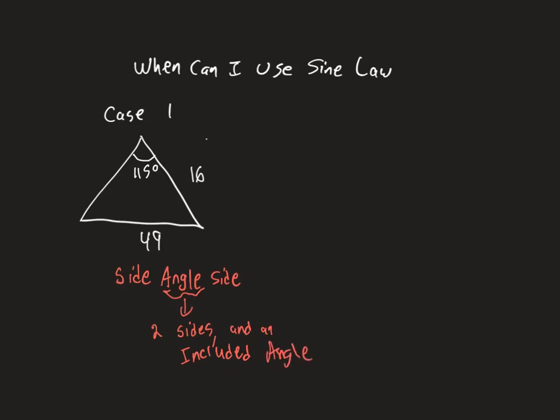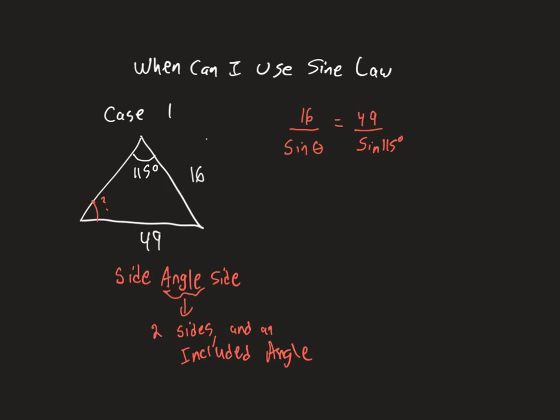Now, you need to at least have the angle belong to one of them, mainly because it helps when you're trying to solve it. So for instance, let's say I am missing this one right here. Well then, in this case, you can say that 16 divided by sine of, I don't know what it is, I'll give it theta, is equal to 49 divided by sine of 115.